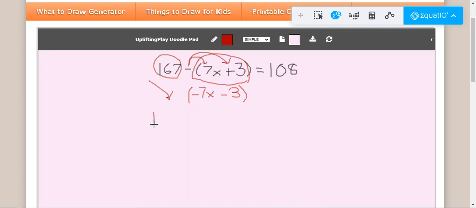Okay, so we keep this first term as 167, and then since we distributed the negative, that negative is gone, but we have to keep a plus in order to separate the two terms. We're not multiplying them together just because we distributed a subtraction sign or a negative. So it's not 167 times negative 7x minus 3, it's plus negative 7x minus 3 is equal to 108.